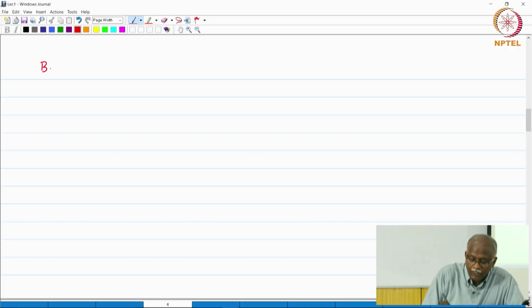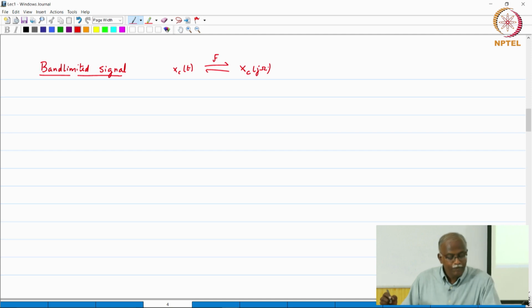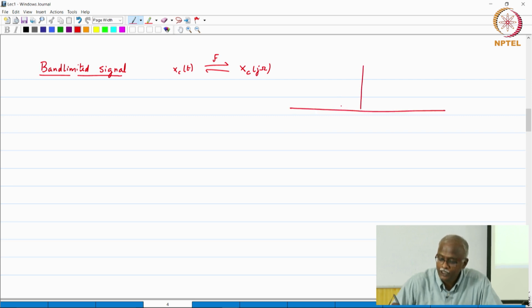So we have a notion of a band limited signal. It is very important that we get a clear understanding of what a band limited signal is. We are talking about a continuous time signal xc of t with a Fourier transform xc of j omega. Now, if it turns out that the Fourier transform of a continuous time signal does not have any frequency components outside a particular frequency, let us call that omega b.